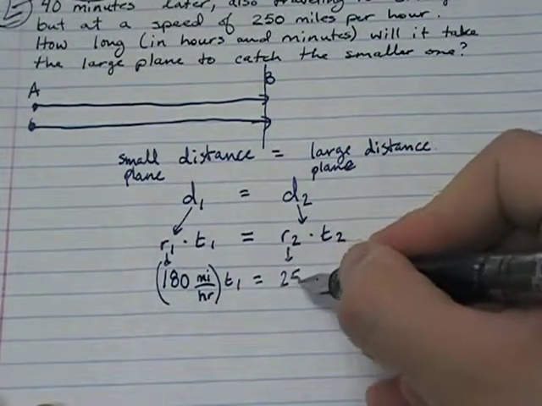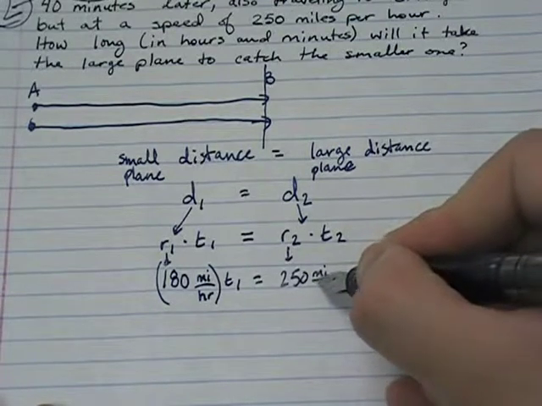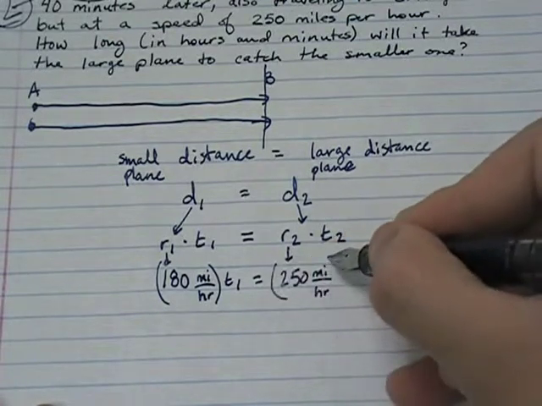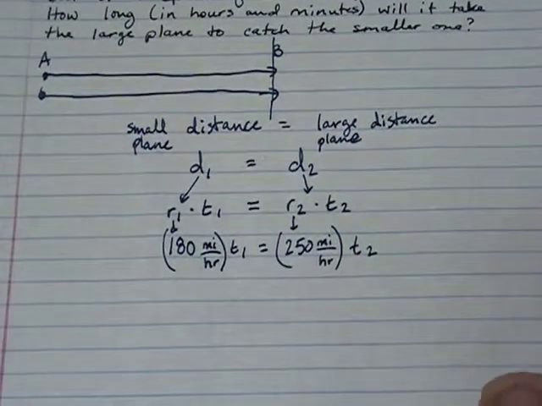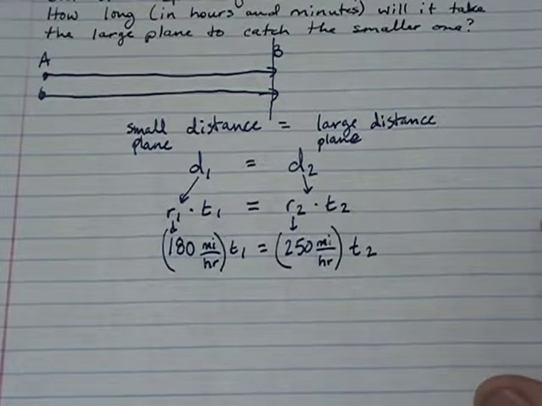250 miles per hour times T2. So now, plugging in their speeds or their rates, I've gotten this problem down to 2 variables, T1 and T2. Well, I don't need both of them. I need one of them.